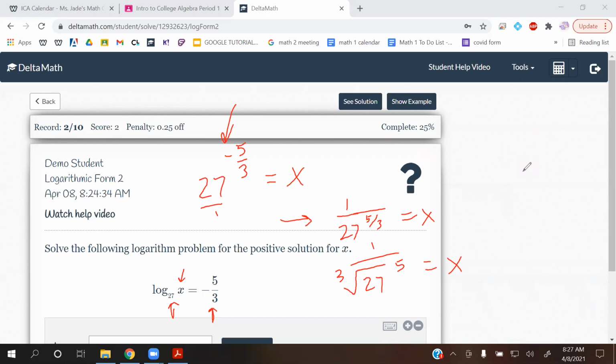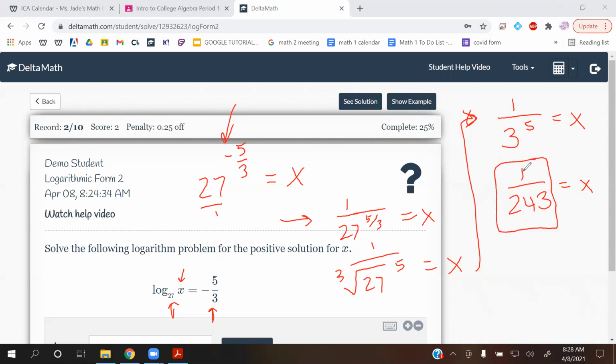What is the cubic root of 27? Let me write that over here because it's where I have space. The third root of 27 is 3. So we have 3 to the power of 5, and that's equal to x. And isn't that the same thing we just did? 3 to the power of 5? Yeah. Okay, well, 3 to the power of 5 is 243. And so this is our final answer, 1 over 243.